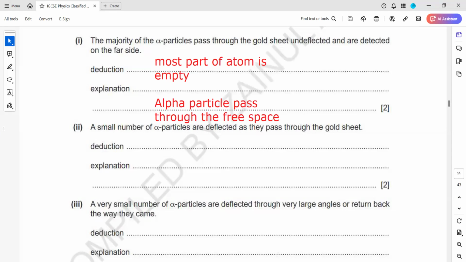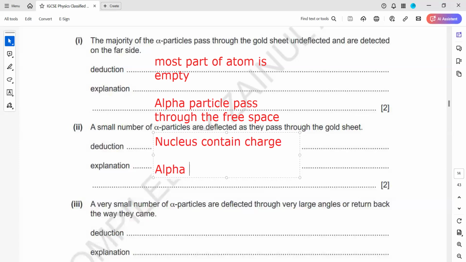A small number of alpha particles are deflected as they pass through the atom. What can we deduce? The nucleus contains charge. Good. The alpha particle and nucleus have the same charge and they repel each other.